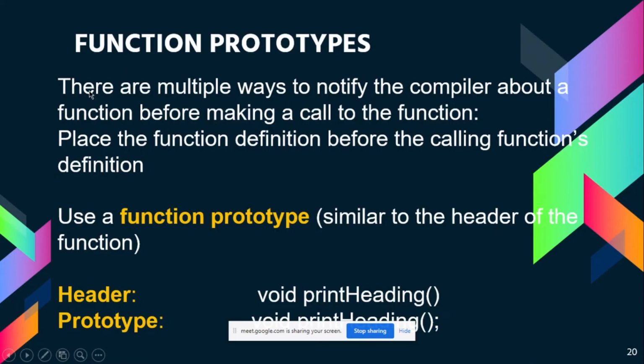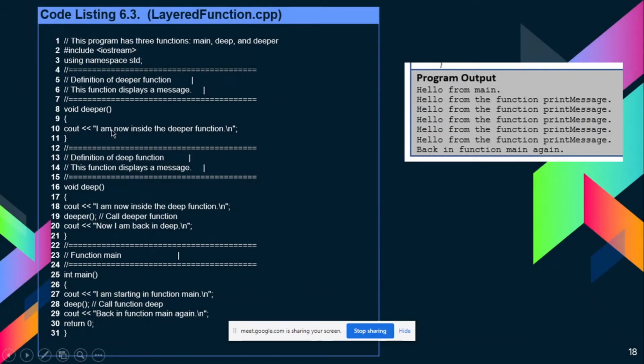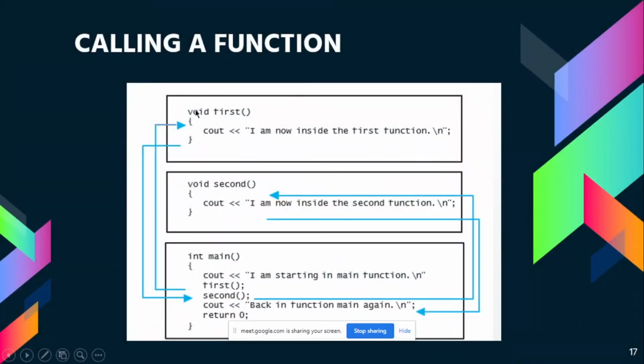So, there are multiple ways to notify the compiler about a function before making a call to the function. So, place the function definition before calling the function. So, dun pumapasok yung function prototype. So, para saan yun? Kasi itong void first and second na to, hindi mo siya makakall inside the function main kapag itong dalawa na to ay sa baba mo pa nilagay ng function main. Kasi ang pagbasa ng compiler natin ay from up to down. Kung una niyang nabasa yung function call, hindi mag-appear yung function na yun kasi tinawag mo lang siya, hindi pa pala siya na-declare. Nasa baba pa yung statement.